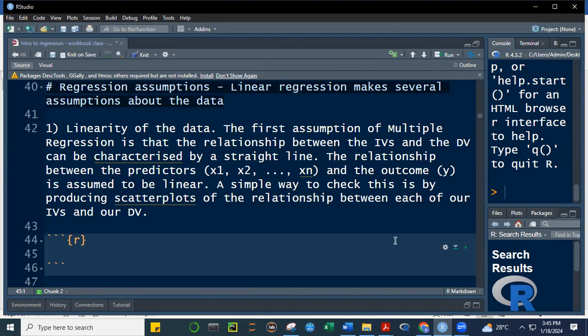Okay, mag-create tayo ng data, tapos titingnan natin yung relationship ng x at saka y. Tapos tingnan natin kung i-model natin sila, ano mangyayari kung ang minomodel natin is if they're not linear, tapos gagamitin natin ng linear model, what will happen? Okay? So the first thing that we need to learn is the function set.seed.